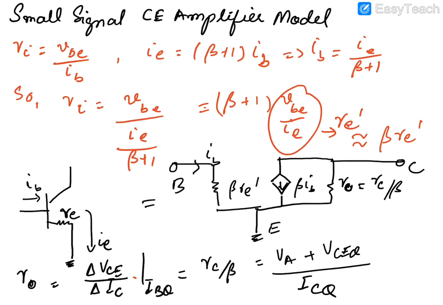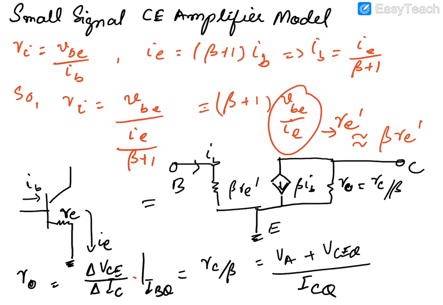Next is small signal common emitter amplifier model. In this case, first we have to find the input resistance and output resistance for common emitter amplifier case. As you know, the input side in case of common emitter is from base to emitter. This is base terminal, this is emitter terminal. So Ri will be equal to base to emitter voltage divided by IB, because input current in this case is equal to IB. But as you know, emitter current is beta plus 1 times IB. So from this, IB will be equal to IE divided by beta plus 1.